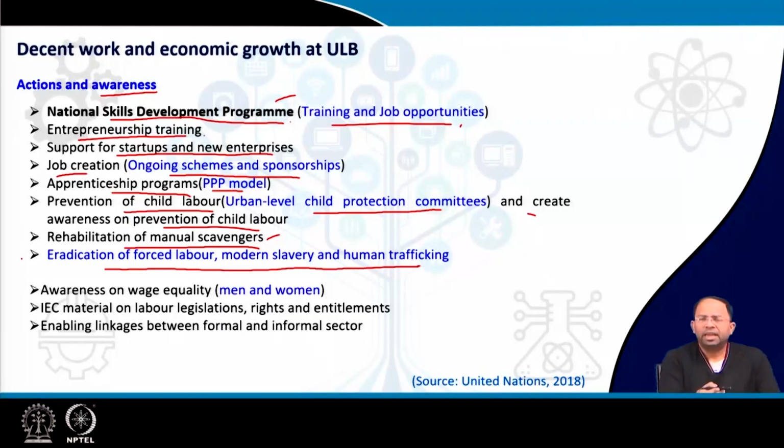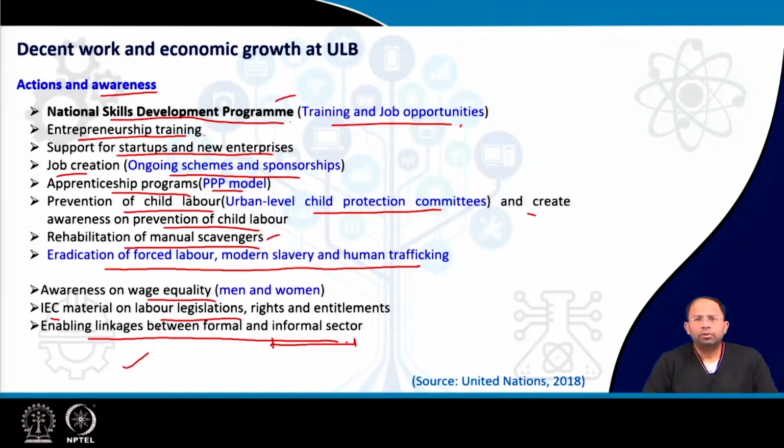So these are some of the actions the ULB can take, and along with that they can create awareness on wage equality. That means that men and women should be paid equally for the same job. Then it can create information, education and communication material on labor legislation, rights and entitlements, so that people know what they are entitled to, what the enterprise has to pay them. Enabling linkage between formal and informal sectors, to gradually bring the informal sector into the formal domain, so that they can be taxed, and they can get the facilities also provided by the government and so on. So these are the different actions which could be taken at the ULB level.